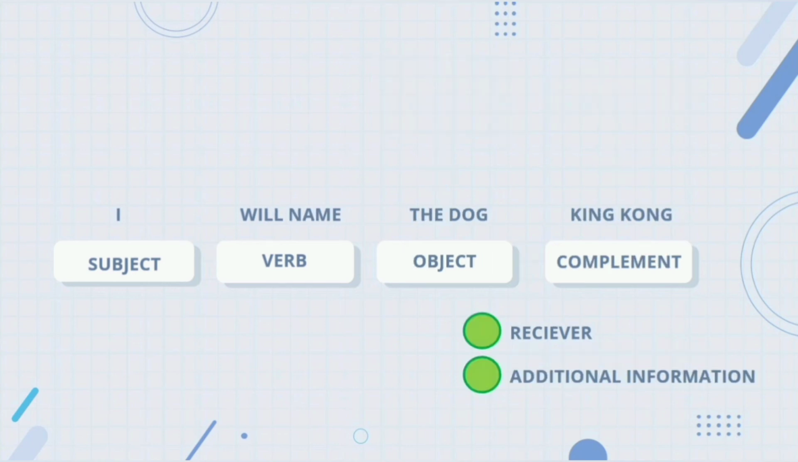Last, there is the subject-verb-object-complement structure. You use this structure when a verb requires a receiver and additional information. For example, the sentence, I will name the dog King Kong. Due to the nature of the verb name, you need to explain what you are naming, which is the recipient of the action, and what you are naming the thing, which is additional information.